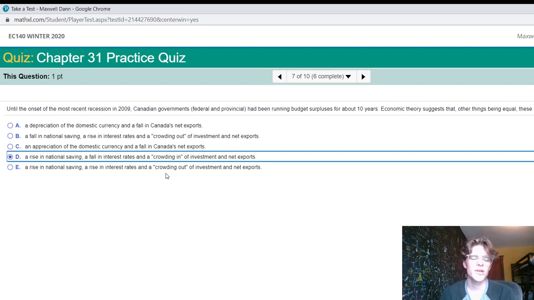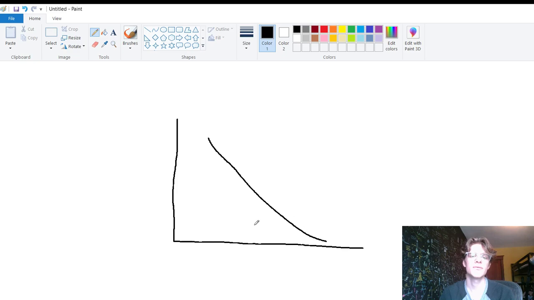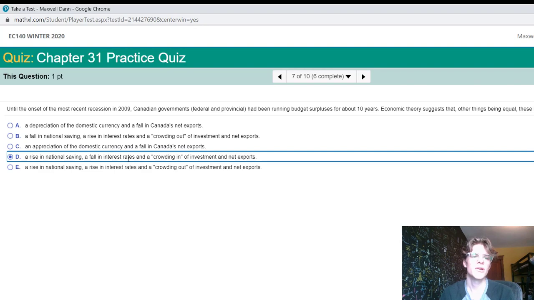We know that national saving is going to rise because we're having surpluses. So that leaves D and E. And what happens when national saving rises? Investment demand, that's I. This is quantity. We're going to see an increase of investment. So that would be a crowding in of investment. Instead of crowding it out this time, we're going to crowd it in. And we're also going to crowd in net exports as well. I'm not really sure why that is, but this part of it makes sense, and so that makes it the right answer.